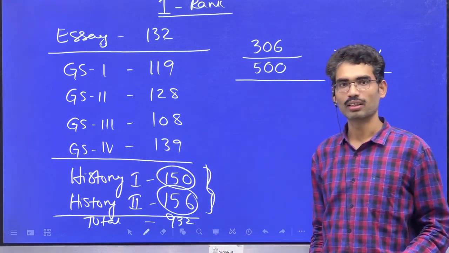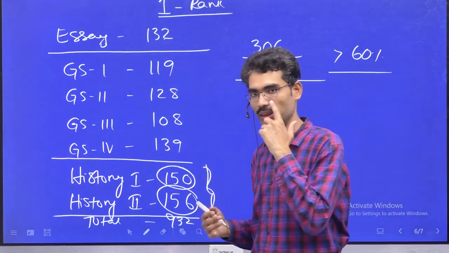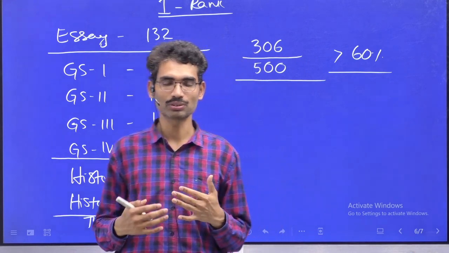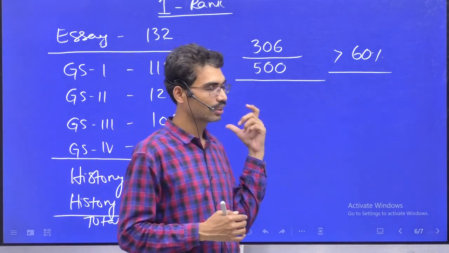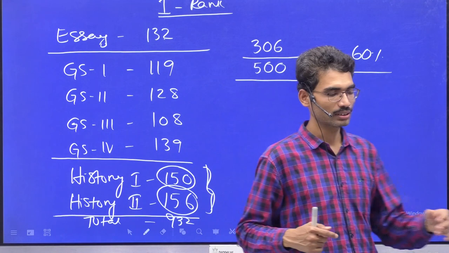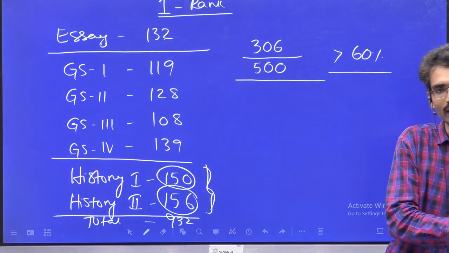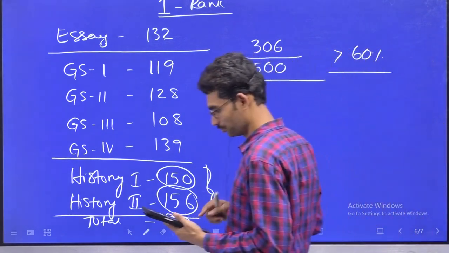Now let us come to the history paper 1. What is history paper 1 and what is history paper 2? How much score is allocated for different parts? And we will see in detail about this.